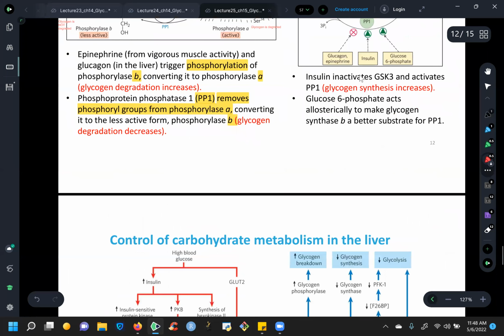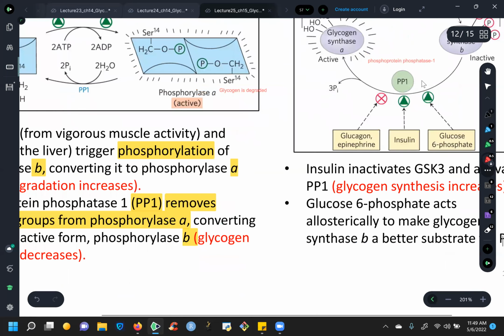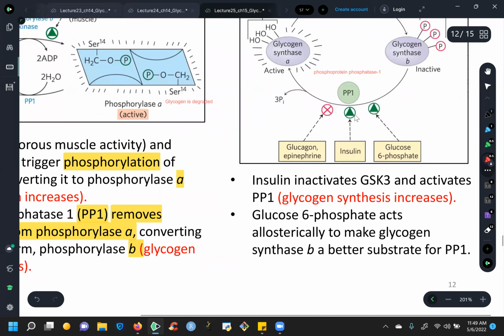Okay, so here we have PP1. I've seen a question on an exam about PP1. So PP1, insulin activates it, glucose 6 phosphate activates it, glucagon and epinephrine inhibit it. So whenever PP1 is activated, you're going to make glycogen to store the glucose monomers. But whenever you have glucagon and epinephrine, that will inhibit PP1. So you will not be making glycogen.